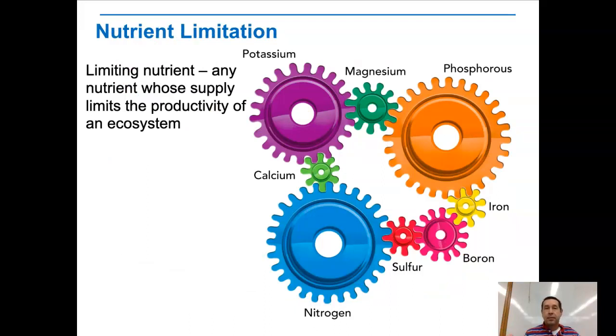And finally, that takes us to limiting nutrients. In most ecosystems, there are some nutrients that there's not enough to go around. So that limits the productivity of the ecosystem. What that is going to vary from ecosystem to ecosystem.